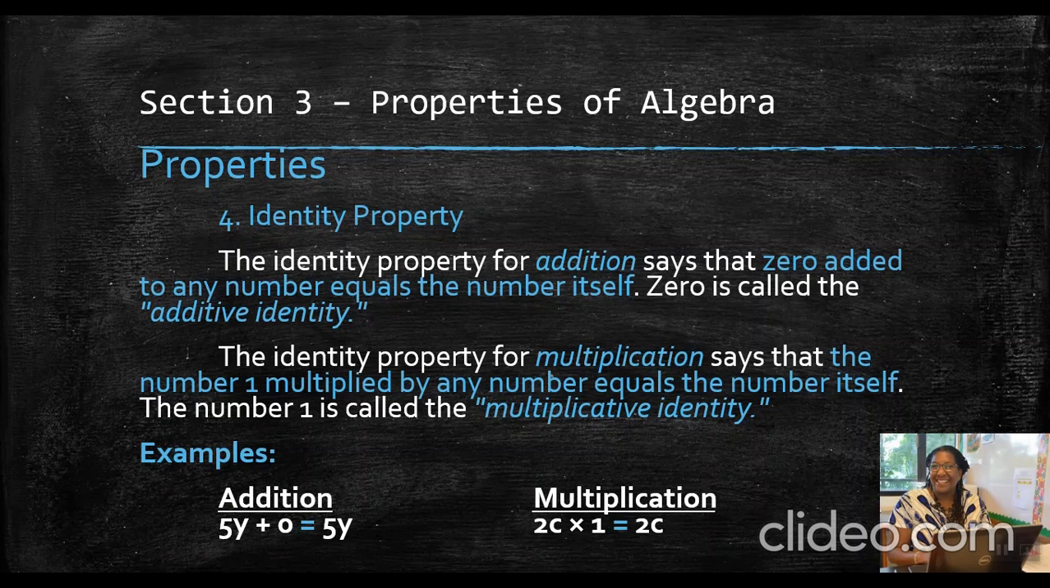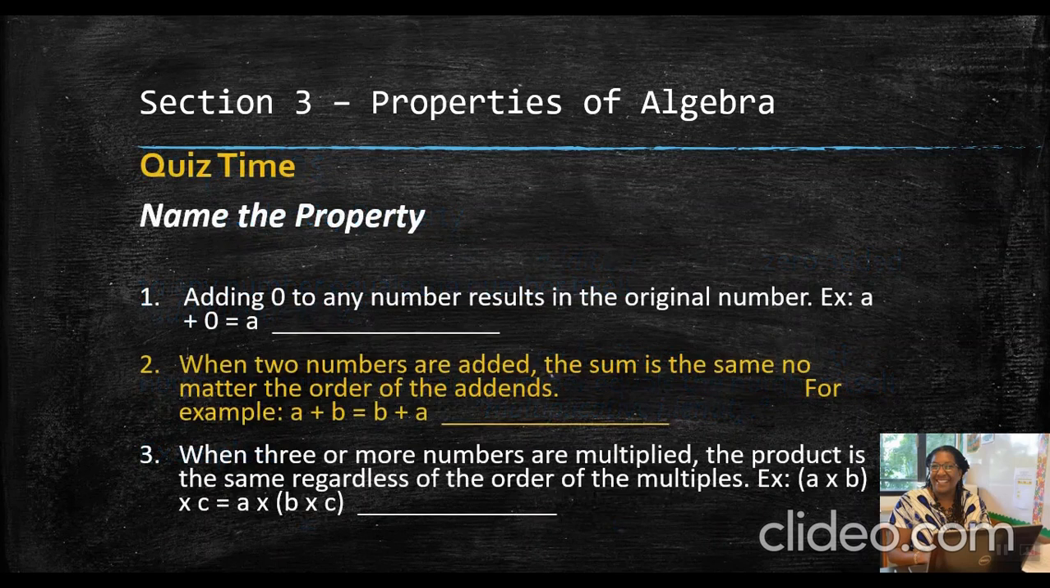Now I want you to get yourself ready to do a little short quiz. The quiz is going to ask you to name the property. So question 1. Adding 0 to any number results in the original number. Example, a plus 0 equals a. What property is that? Number 2, when 2 numbers are added, the sum is the same no matter the order of the addends. For example, a plus b equals b plus a.